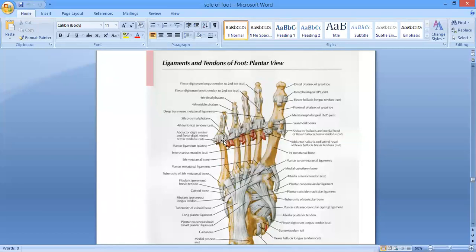So it's getting origin from the two places. Number one, from the deep transverse metatarsal ligaments, from these bands, and also from these plantar ligaments of the third, fourth and the fifth metatarsophalangeal joints. ठीक है. Again, its fibers are running like this and are going to join with the oblique head and are going to be inserted over the base of the proximal phalanx of the big toe. Clear ji? And it's getting its nerve supply from the deep branch of the lateral plantar nerve. ठीक है जी. Transverse head and the oblique head of the adductor hallucis are getting their nerve supply from the lateral plantar nerve, the deep branch of the lateral plantar nerve.